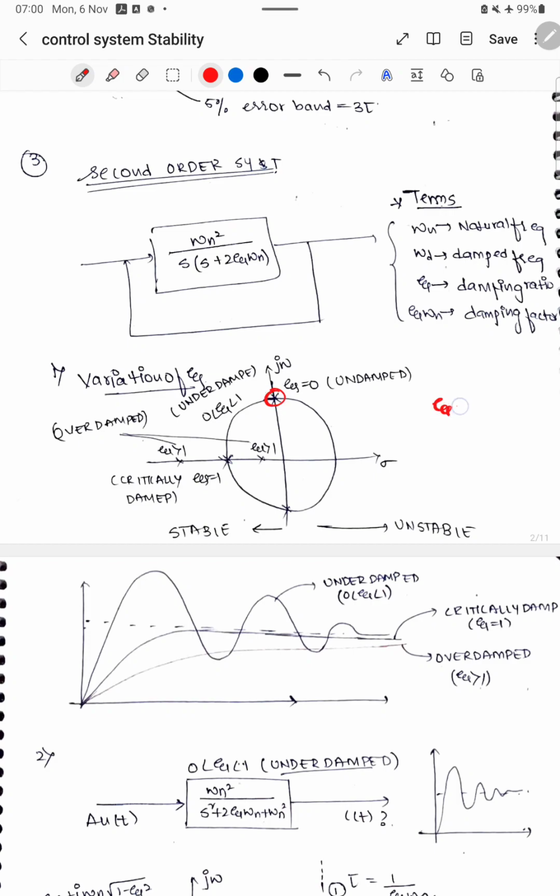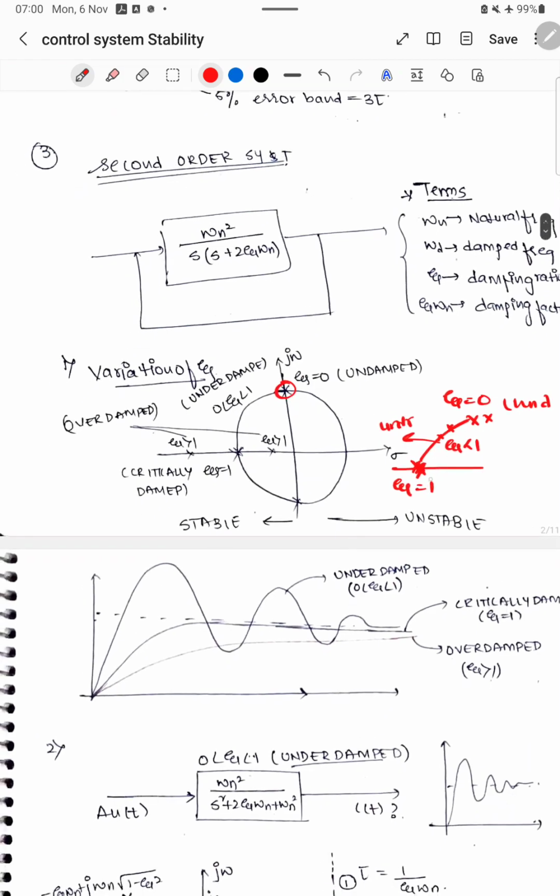On the y-axis you get zeta equals 0, that is undamped, which means the roots are complex. On the x-axis you get zeta equals 1, which means a real negative repeating root. Between 0 and 1 you get zeta less than 1, so the poles would lie somewhere on the circle, and that is underdamped. And on the x-axis, to the left and right of zeta equals 1, you will get zeta greater than 1, which is overdamped.